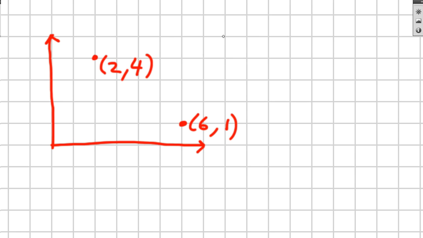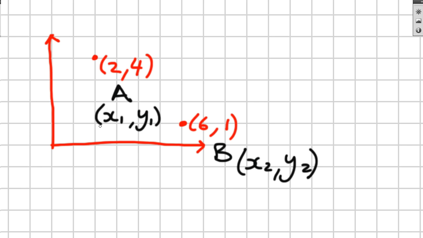So here is our equation. First, I'm going to call this point A, and I'm going to call this point B. Point A's coordinates, I'm going to call x1, y1. Point B, I'm going to call it x2, y2. So x1 equals 2, y1 equals 4, x2 equals 6, y2 equals 1. So these are just the coordinates of our 2 points. The length between A and B, or the distance, this dotted line, I'm going to call that AB.